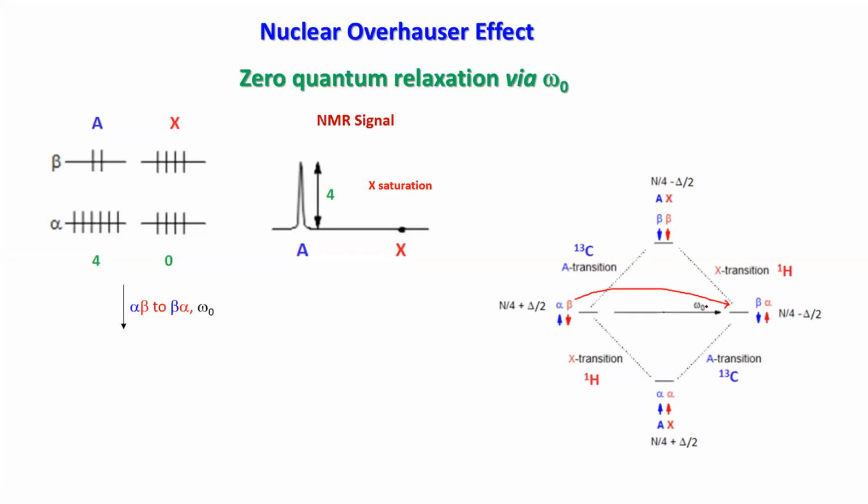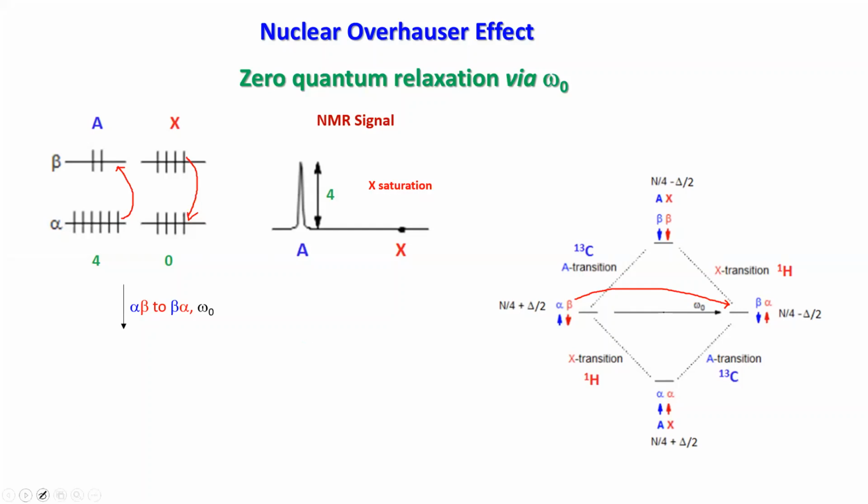Now in this case, what you are seeing is, for X nuclei, your beta to alpha relaxation is happening, whereas for A nuclei, you have alpha to beta transition. So for X, you will have beta to alpha transition, the route of relaxation, and for A nuclei, you have alpha to beta, so you have the opposite transition. Okay, so that you have to consider.